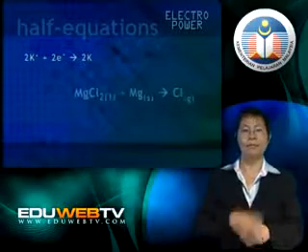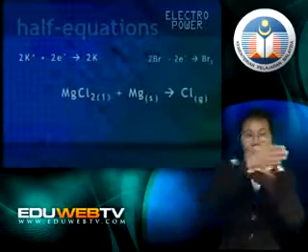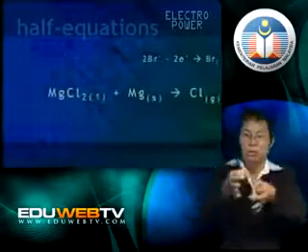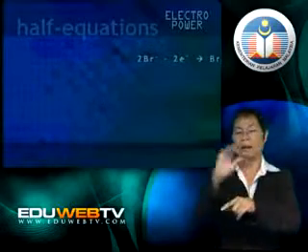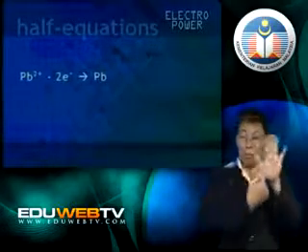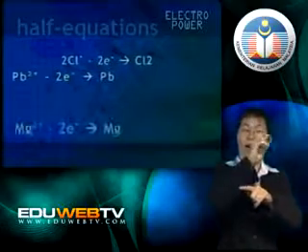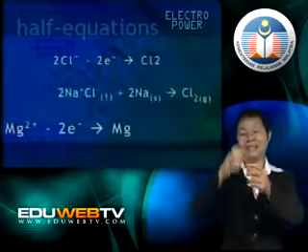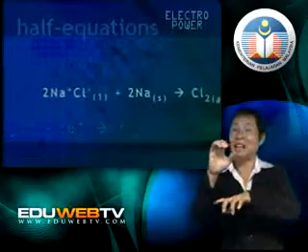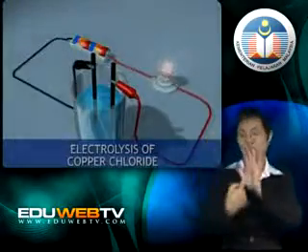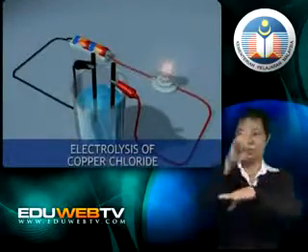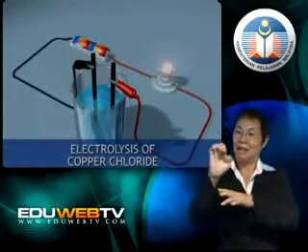Half equations are used to describe what happens at the anode and the cathode. Half equations will show us what actually happens to the ions during electrolysis. Let me show you guys an example of half equations. Again, we'll use the electrolysis of copper chloride.